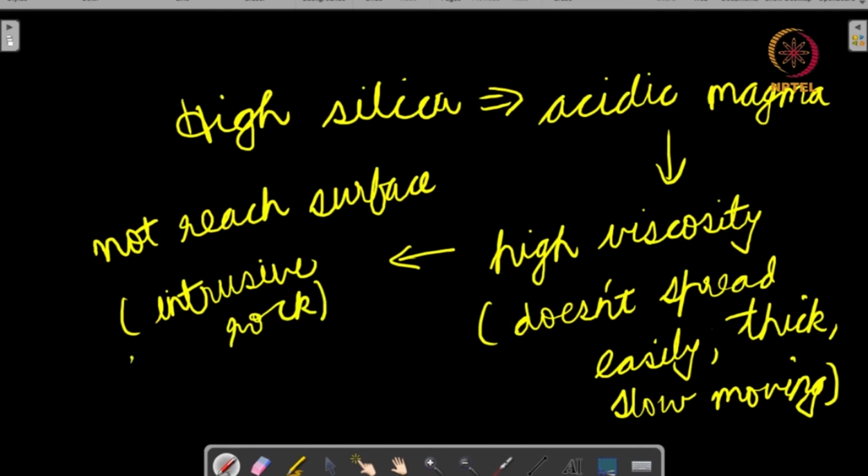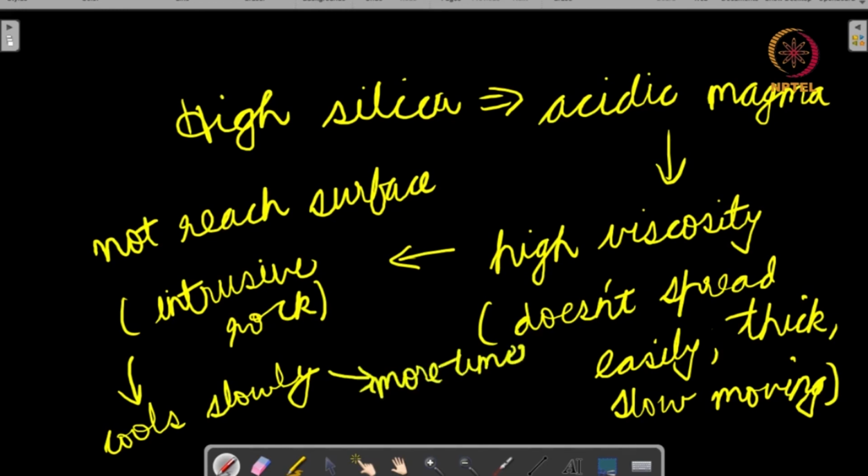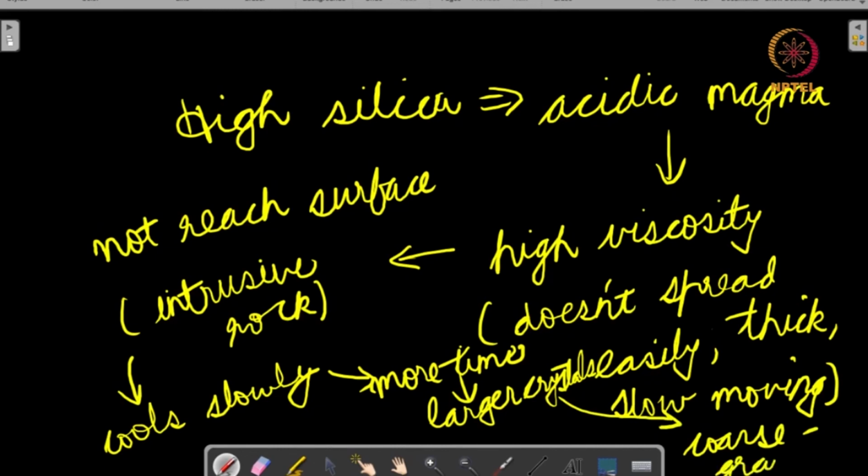Now an intrusive rock has lots of time because it cools slowly. It cools slowly because it is surrounded by earth. There is no medium which can easily transport the heat away from it. And if it cools slowly, it has more time, and more time means larger crystals, and larger crystals means that this is a coarse grained rock. So high silica rocks are typically coarse grained rocks.